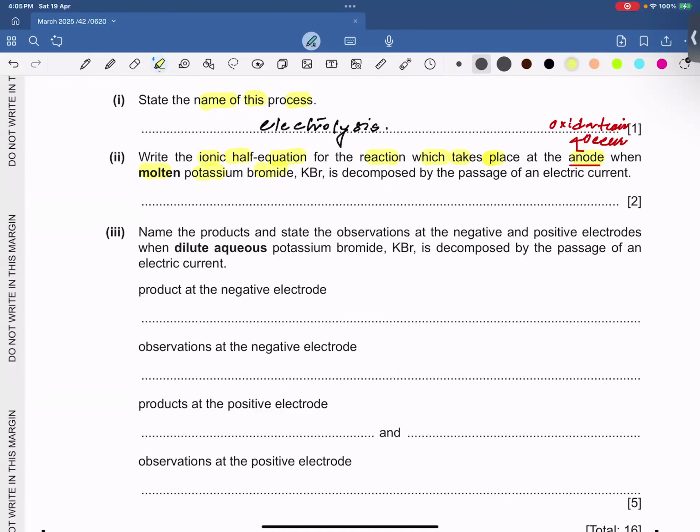When molten potassium bromide is decomposed by the passage of an electric current, obviously bromide ion discharges at the anode in the form of bromine gas. Bromine exists in diatomic molecules, so in order to balance the equation, we need to put 2 here and 2 here also. Okay. The examiner is looking for the ionic half equation. So the examiner doesn't require any state symbol here, so we can ignore it. Okay.